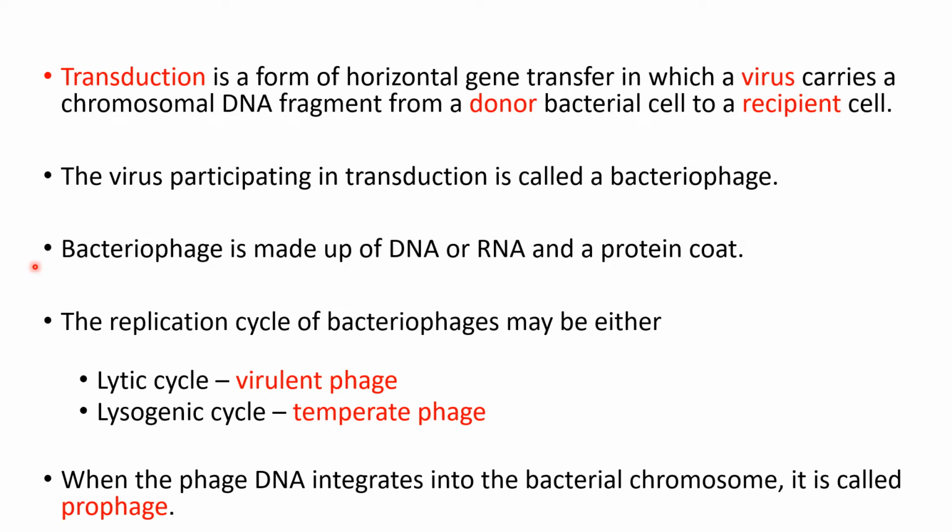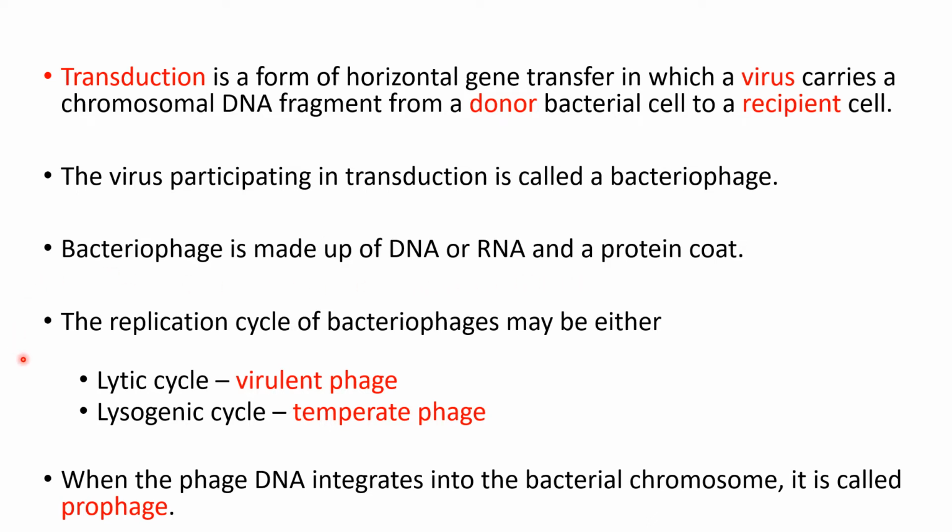Now, just like any other viruses that you might be knowing already, the bacteriophages are made up of two important components. One is it might be having either DNA or RNA as its nucleic acid, and the other one is it will be having a protein coat. The structure and also the replication of viruses you would have studied in detail in the second semester. So please go through that to understand this part better.